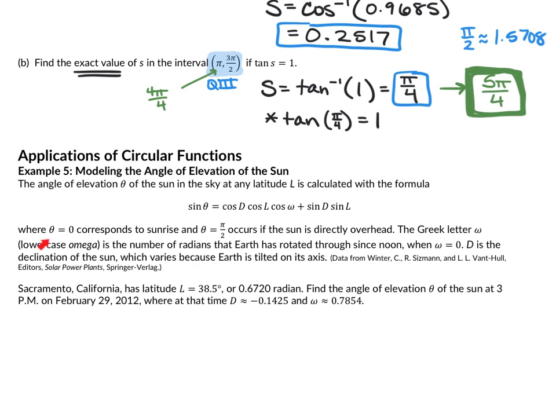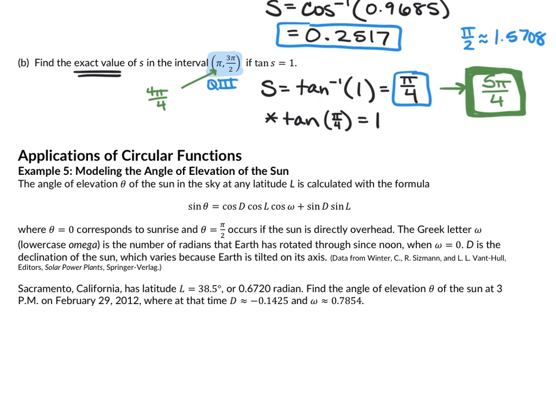In this formula, when theta is equal to 0, it corresponds to sunrise, and theta equal to pi over 2 occurs if the sun is directly overhead. So we're talking about like a daytime, right? The Greek letter omega is the number of radians that the Earth has rotated through since noon, when omega is equal to 0. D is the declination of the sun, which varies because Earth is tilted on its axis. All of those things just to tell us what those variables are.